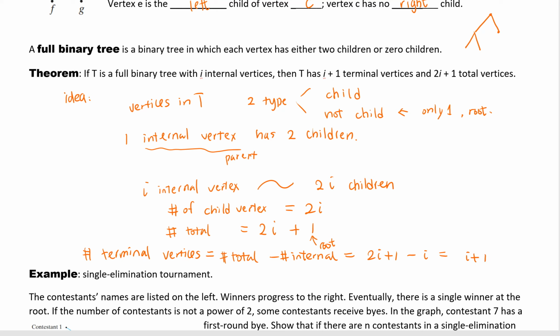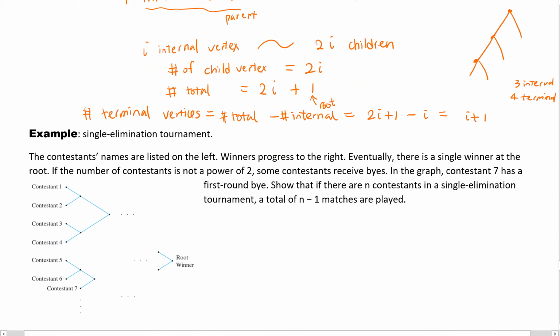So far, so good. Let's draw an example. Okay, so this is the example. How many internal vertices are there? We have 1, 2, 3, right? So we have 3 internal vertices. How many terminal vertices? 1, 2, 3, 4. So we have 4 terminal vertices. So far, so good, everybody? Okay. Let's continue to look at an example.